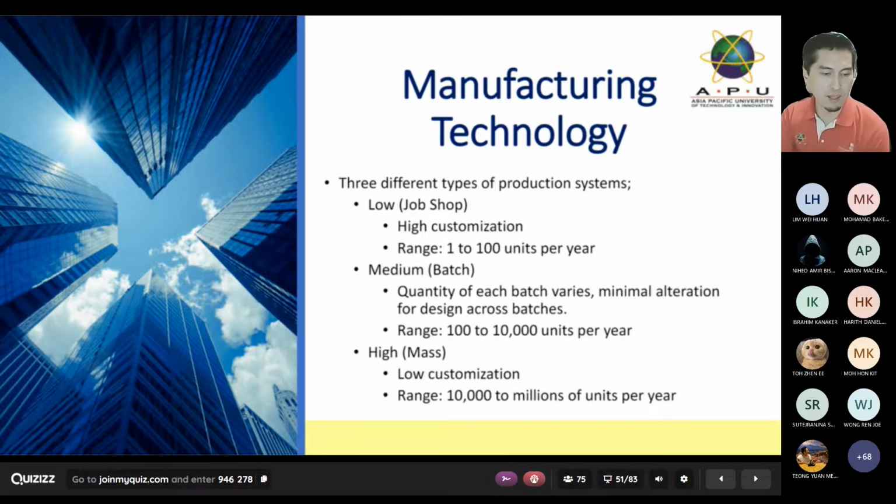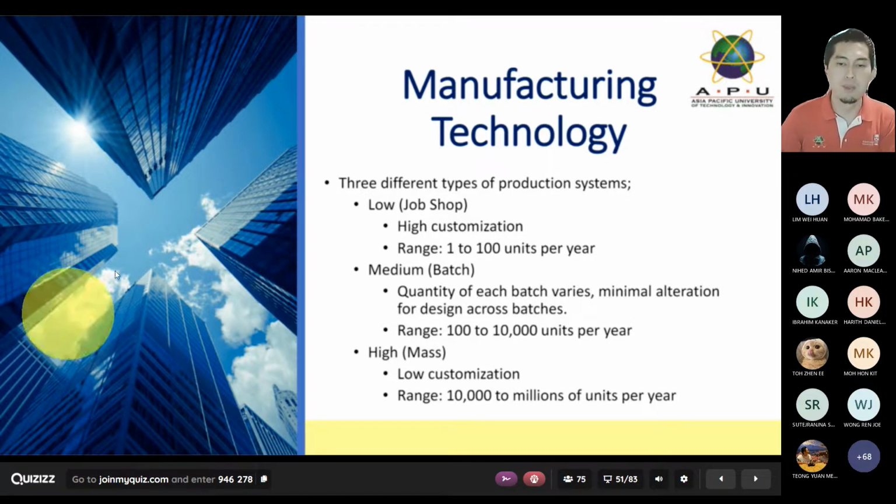Yep, correct, Wei Huan. High fashion luxury is considered a low production system or job shop. I see Hassan says some cars. To be specific, Elvis mentions luxury cars. Exactly, you're right. Rolls Royce, limited edition stuff. Correct, by Cheng Hao as well. So you get the idea, right? It has very high customization. You don't create that many units per year.